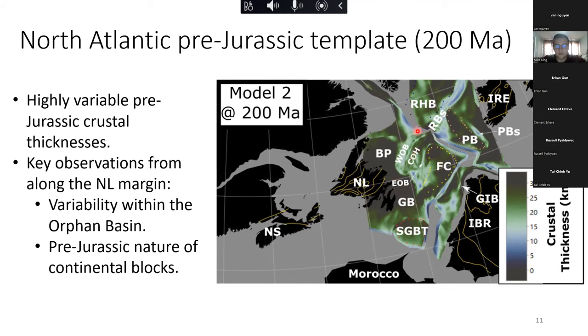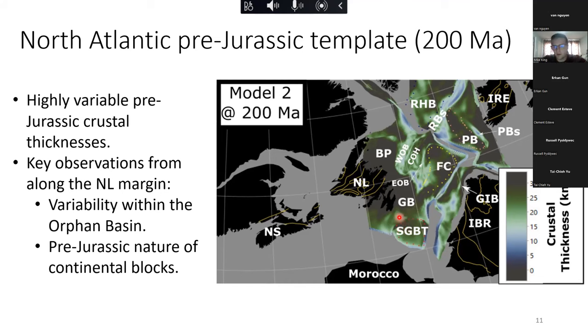One interesting thing that we can also see is the pre-Jurassic nature of the continental blocks themselves. For example, we can see that the crustal thicknesses in the Flemish Cap here are quite variable. We can see relatively thinner areas in the vicinity of the Flemish Pass Basin. And we can also see some interesting variations as we go into the Grand Banks and the Southern Grand Banks tail, which is this area right down here.